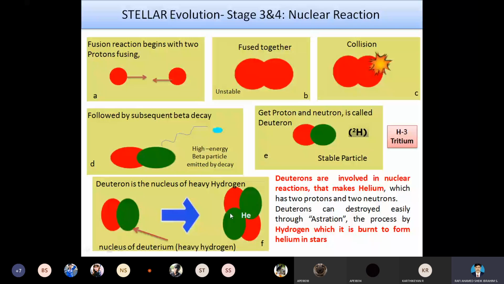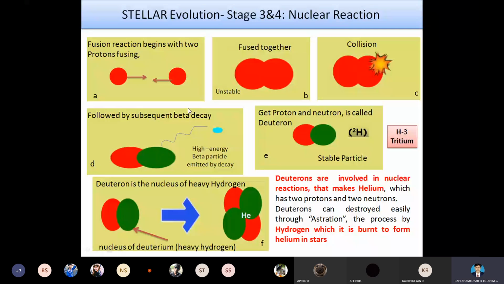So helium is nothing but a massive mass. It has two protons. Actually, we can see the colors. Here we have two green circles, and here we have two red circles. So it shows that we have two protons and two neutrons. These two protons and two neutrons come about due to the process of astonation. It's nothing but a process by which hydrogen burns to form helium. The conversion of hydrogen into helium is called astonation.